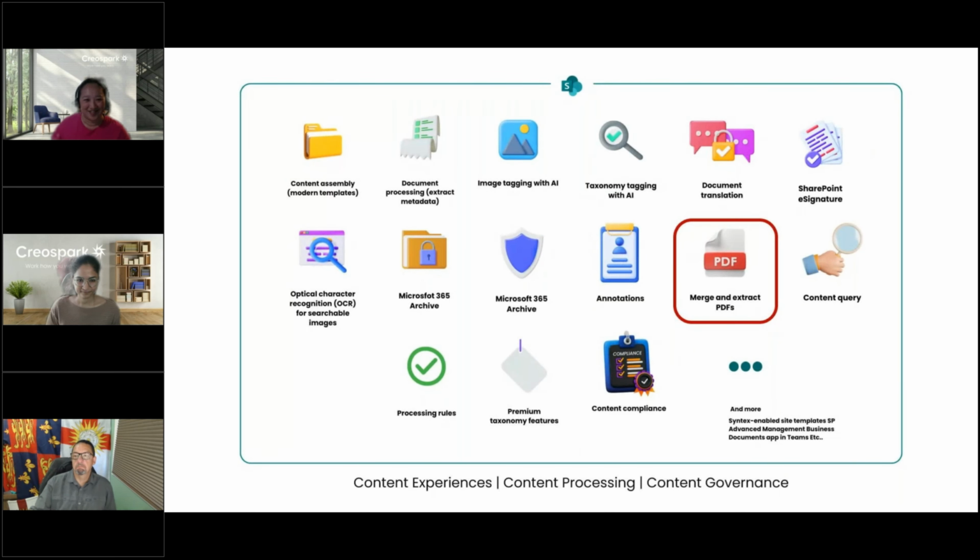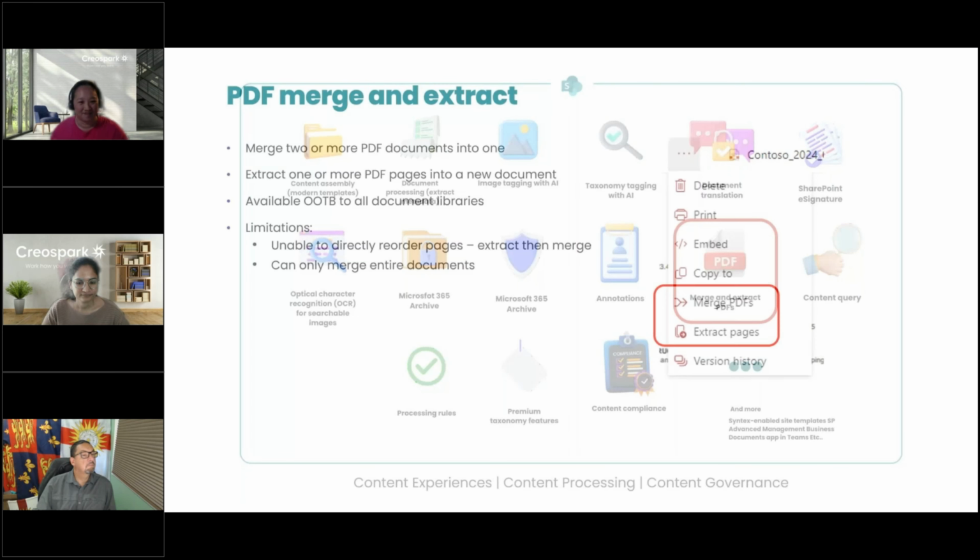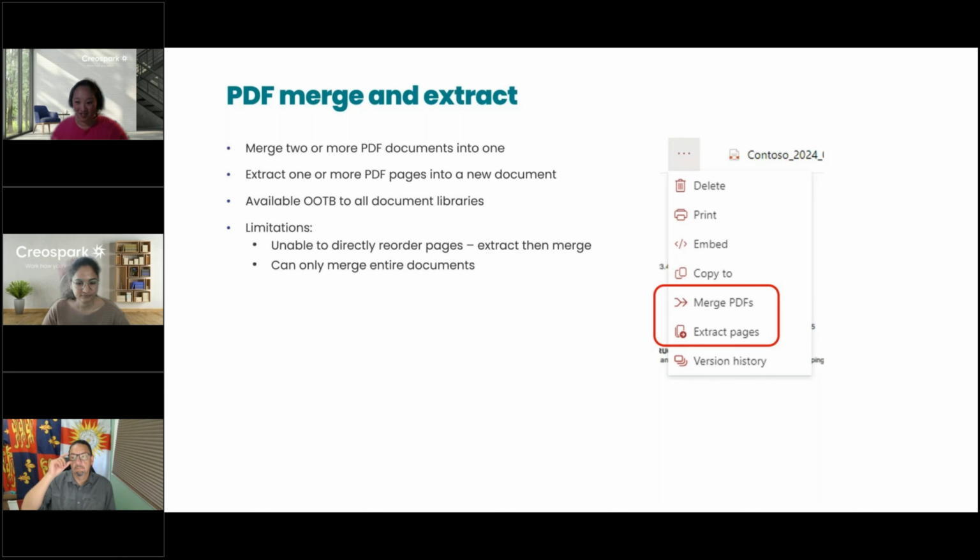Okay. The file viewer pane is also where you can find the merge and extract PDF capabilities of SharePoint Premium. Let's go on to the next screen. This also comes without pay-as-you-go costs. Just comes with SharePoint Premium when you have it set up. And so in the file viewer, you can see new commands for merge PDFs and extract pages. And it's exactly as you would think.